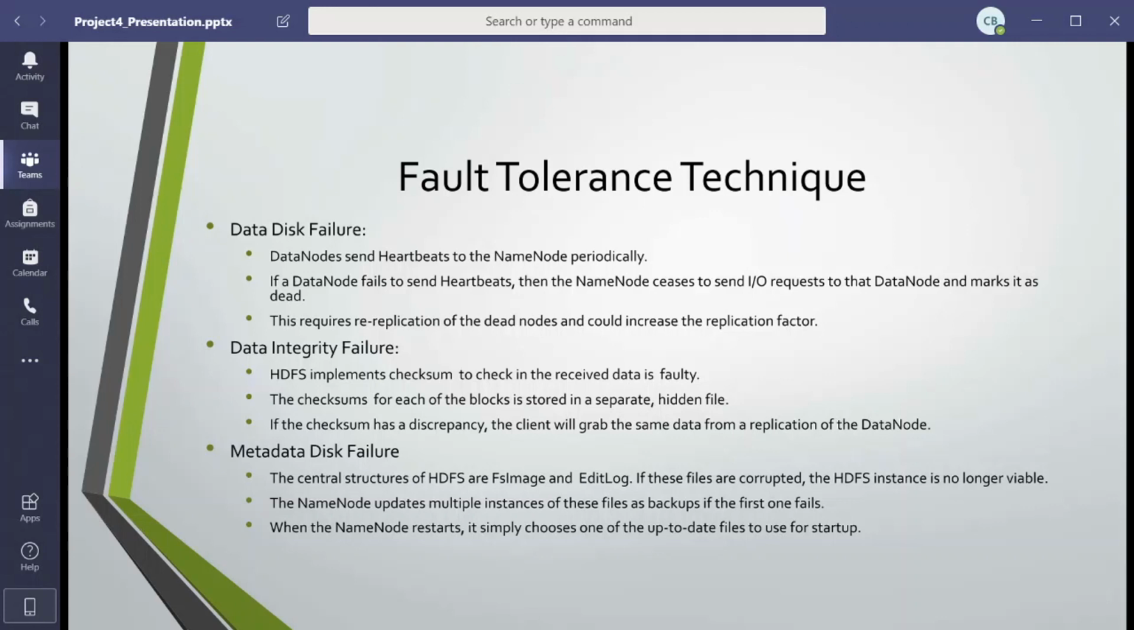So first we're going to talk about a data disk failure, and this is when a whole data node either dies or gets corrupted. Throughout a data node's lifetime, it sends heartbeats to the name node periodically, like every second or so. Essentially like a pulse, so the name node can tell if the data node is still alive or not. If a data node stops sending these heartbeats, or the name node stops receiving them, then the name node can feel no pulse on the data node, which creates the notion that the data node is dead or corrupted or for some reason can no longer function.